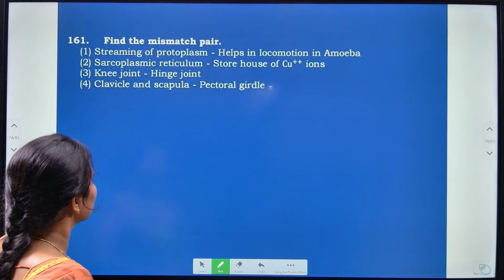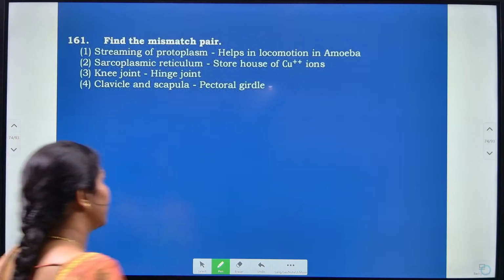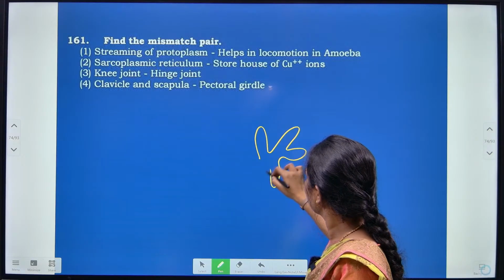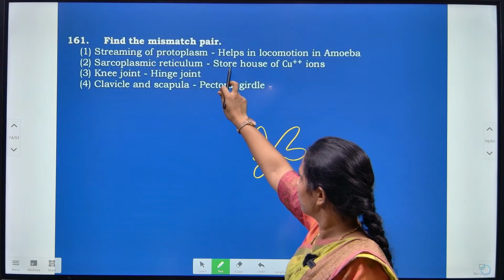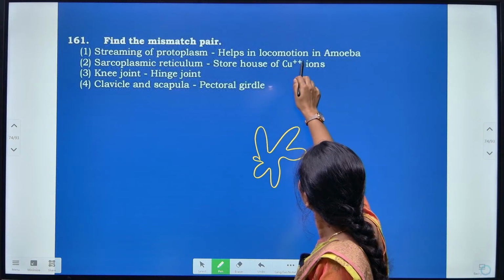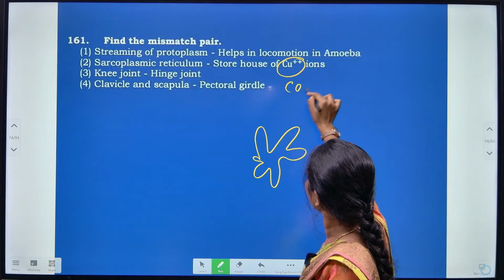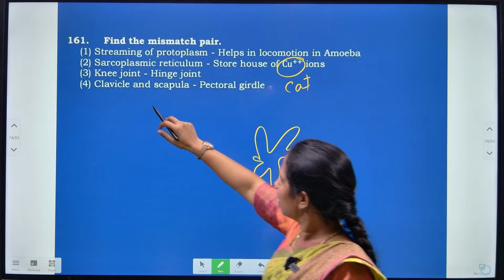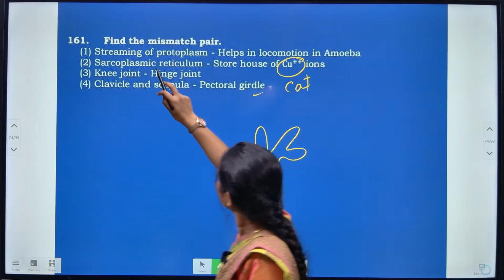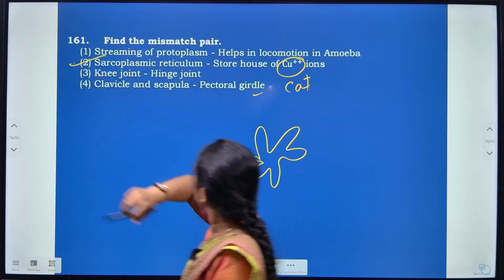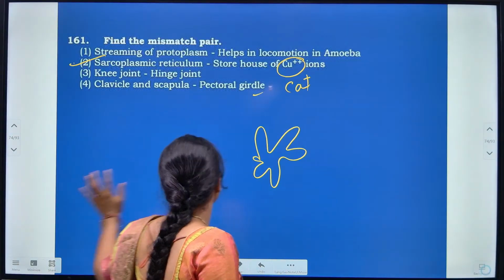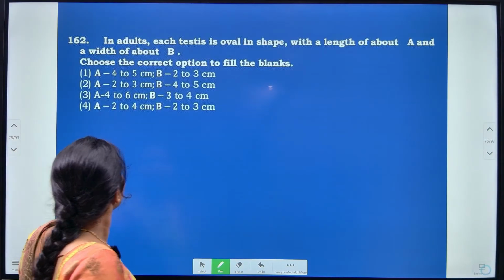Streaming of protoplasm helps in locomotion of amoeba. Yes, automatically. For example, in amoeba there are finger-like projections called pseudopodia, and these pseudopodia are due to the streaming of the protoplasm. Sarcoplasmic reticulum, storehouse of copper ions, or is it calcium ions? It is calcium ions. Knee joints, they are hinge joints here. Clavicle and scapula, they are the pectoral girdle here. So the mismatched one is the sarcoplasmic reticulum. Now this sarcoplasmic reticulum is the storehouse of calcium ions, not copper ions here, right?